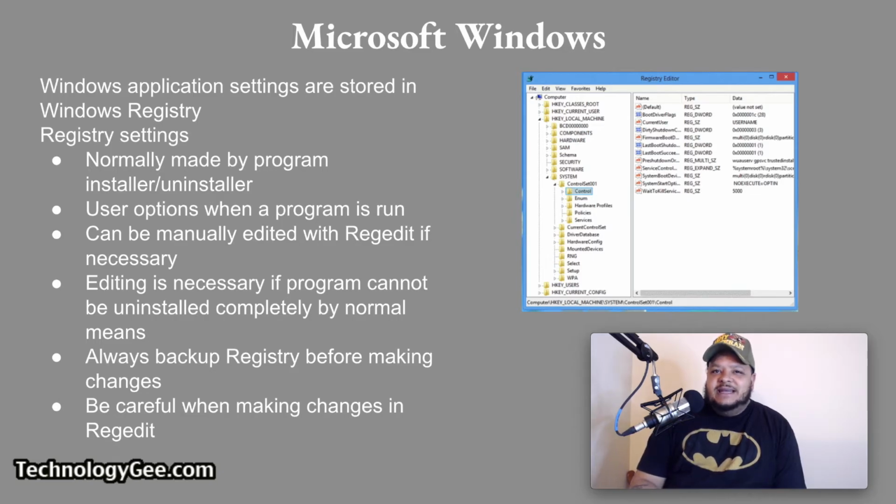Windows application settings are stored in the Windows registry. Registry settings are normally made by the program installer and uninstaller and by user options when the program is run, but the registry can be manually edited with the regedit command if necessary. Registry editing is sometimes necessary if a program cannot be uninstalled completely by normal means. Always back up the registry before making any changes and be very careful when making changes with regedit.